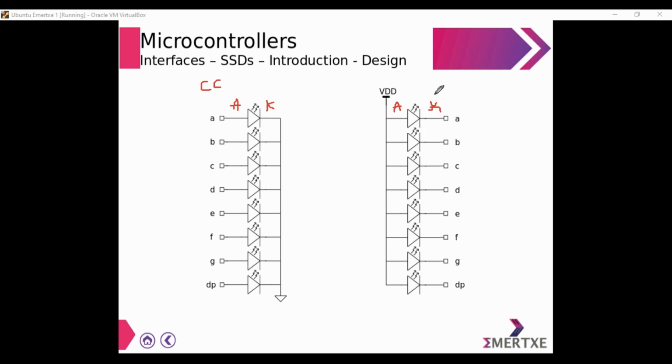And on the right hand side, what you see is common anode because all the anodes are connected to VDD. So they are commonly connected to VDD, hence we call it common anode.